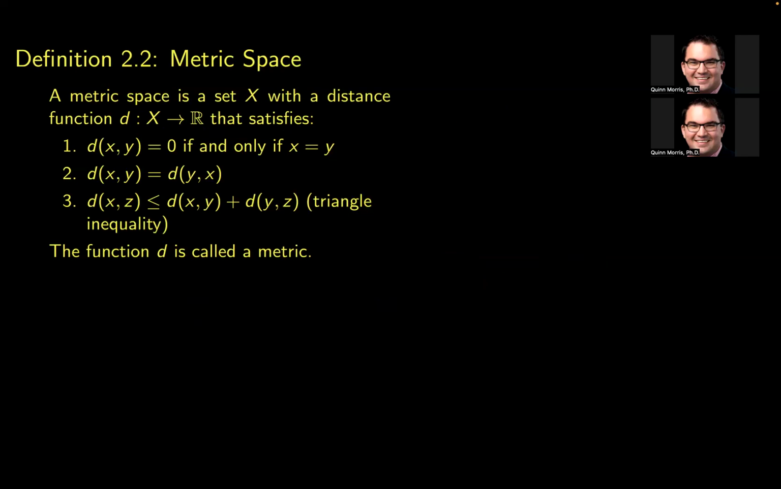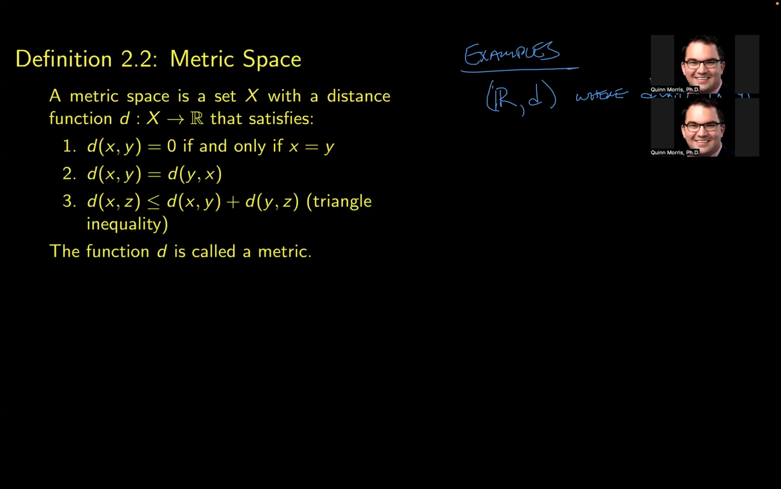Now, again, just for a few examples, we've already talked about the real numbers and the standard Euclidean distance, where we define the distance from x to y to be the absolute value of x minus y. So this forms a metric space. So if we check, the distance from x to y is equal to 0 if and only if x is equal to y, that's true, right?